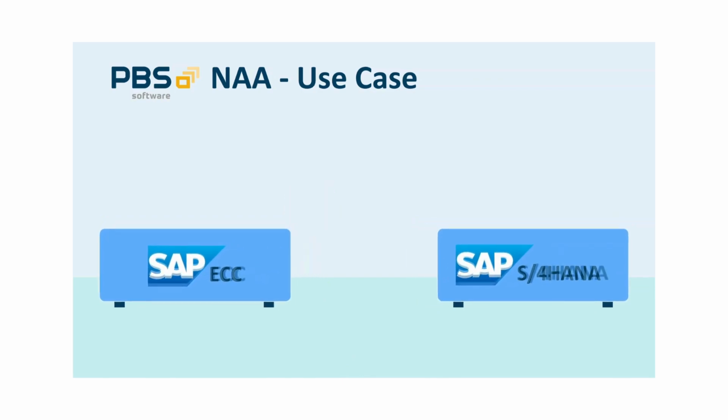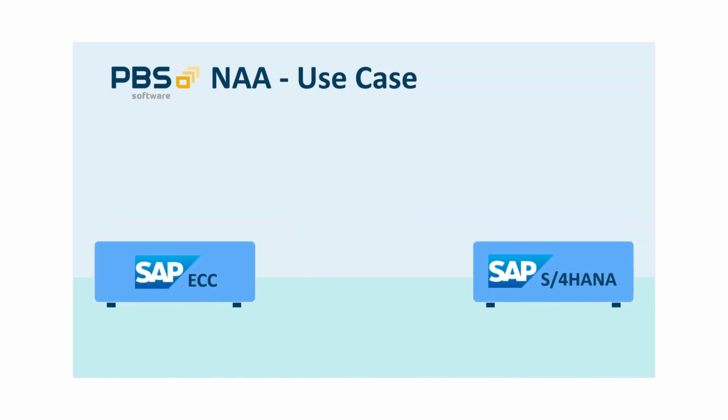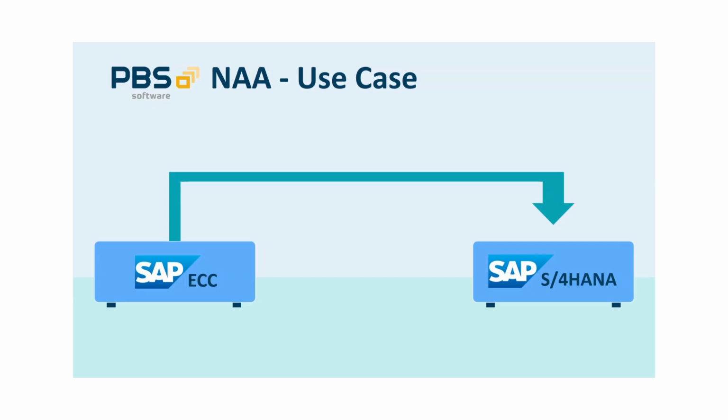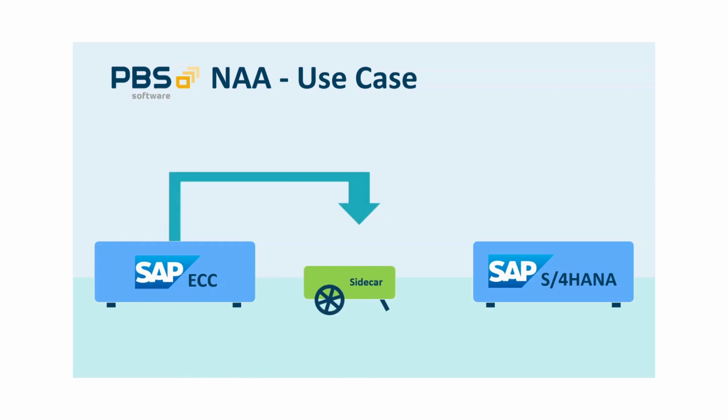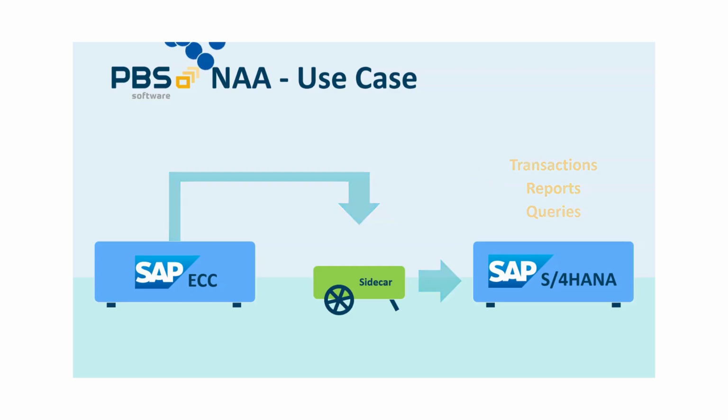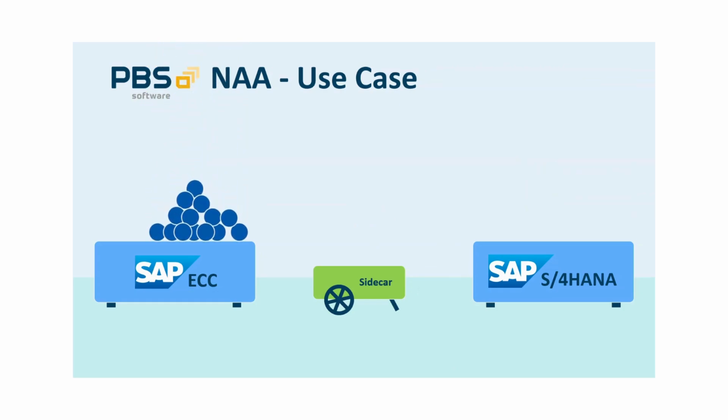With PBS NAA, legacy SAP ERP data can be directly accessed from an SAP S/4HANA environment without moving the data into the new SAP S/4HANA database. Instead, the data is stored in a sidecar database and can still be evaluated within SAP S/4HANA using transactions, reports, and queries. Let's take a look at the various components of the PBS NAA solution, starting with the data in the legacy SAP ECC system.